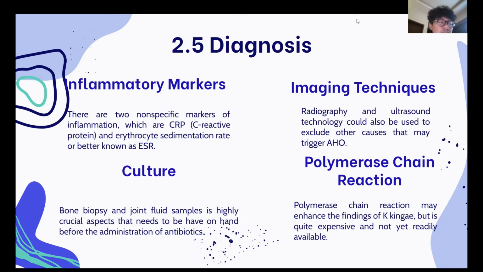Next up is culture. So bone biopsy and joint fluid samples are highly crucial aspects that need to be on hand before the administration of antibiotics. And last one is polymerase chain reaction. So PCR may enhance the finding of the pathogen, but is quite expensive and not yet readily available.